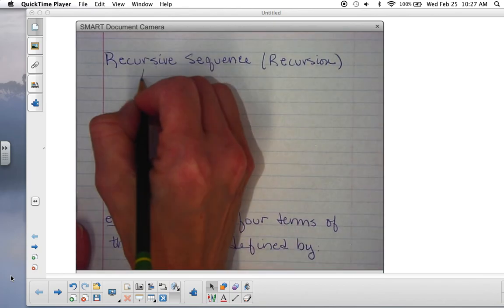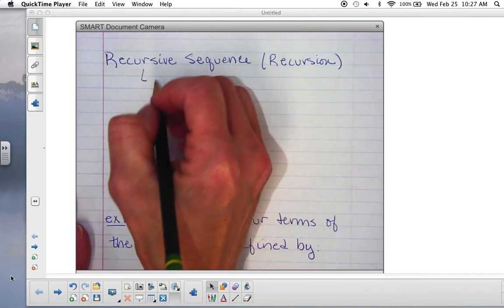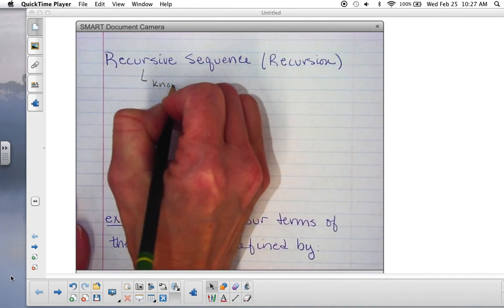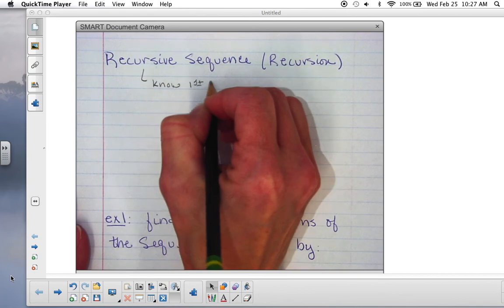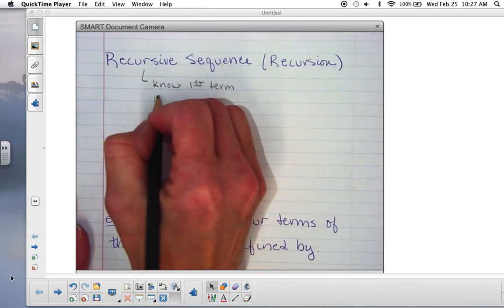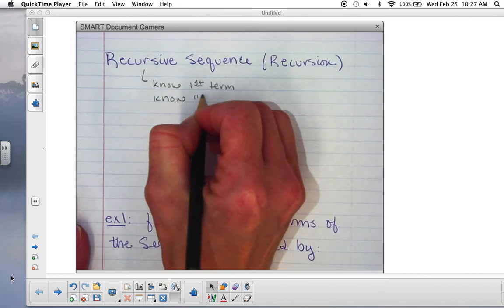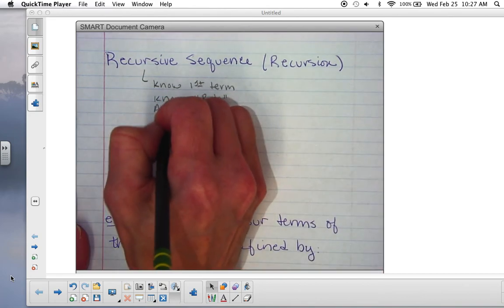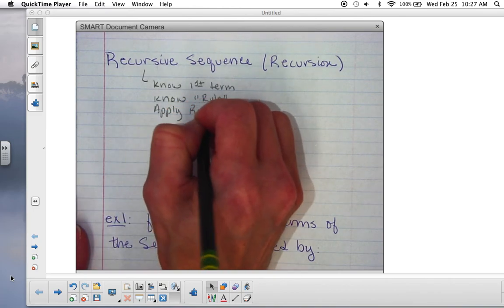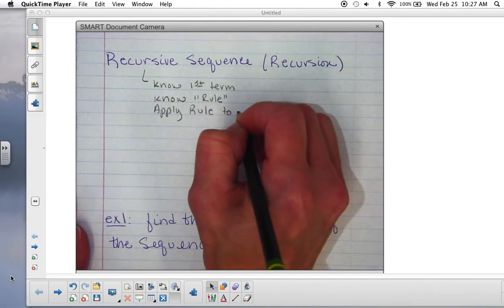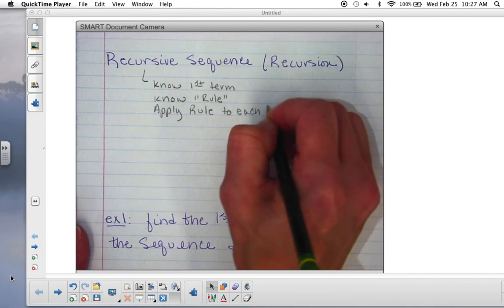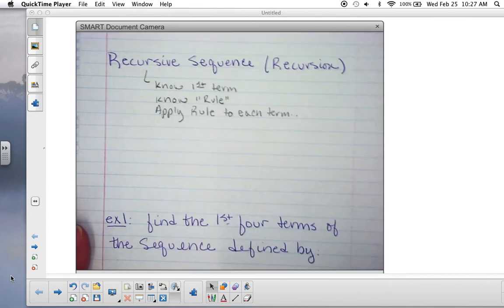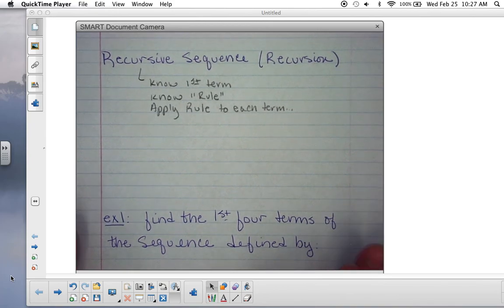So the idea of recursion or recursive again is that you need to know the first term in the sequence and you need to know the rule. And then you apply the rule to each successive term. I don't know if that totally makes sense, but we might say the first term is 5. And the rule is multiply whatever that term was by 2.